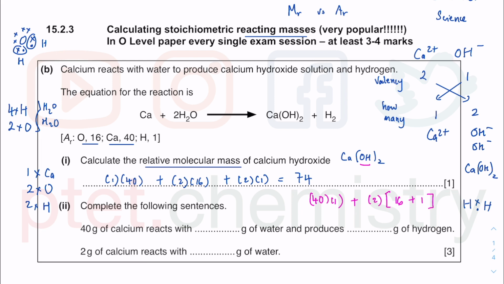If you press your calculator, 40 times 1 plus 2 times bracket, 16 plus 1, close bracket, you will get 74 as well. So it is the exact same answer, whether you do it this way or this way. This way is just showing exactly how many atoms there are. In fact, I like this way better, but you can also do it this way. In mathematics, there is more than one way of doing things, and you should be fine.